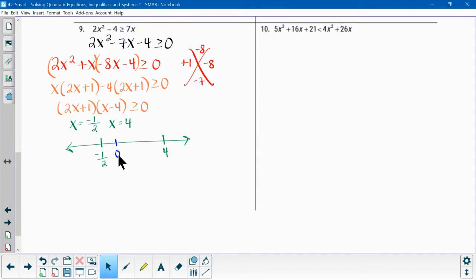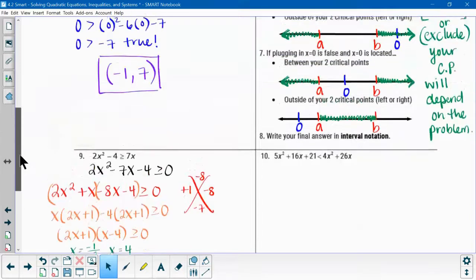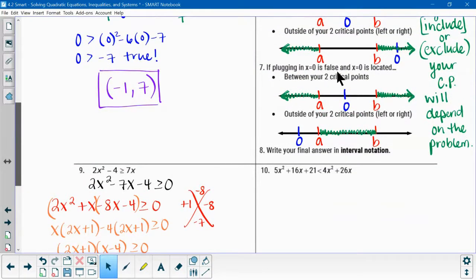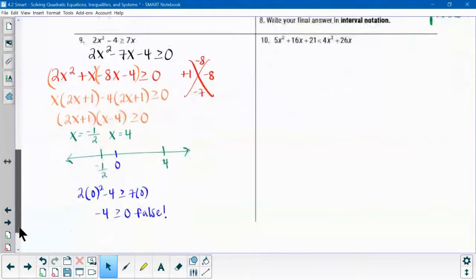I figure out where 0 is in relation to them, and I'm going to plug 0 back in to my original inequality. And when I do so, I end up with -4 is greater than or equal to 0, which is false. So if I go back to my rule, if it was false and my 0 is in between my critical points, I'm shading everything on either side, on the outsides.